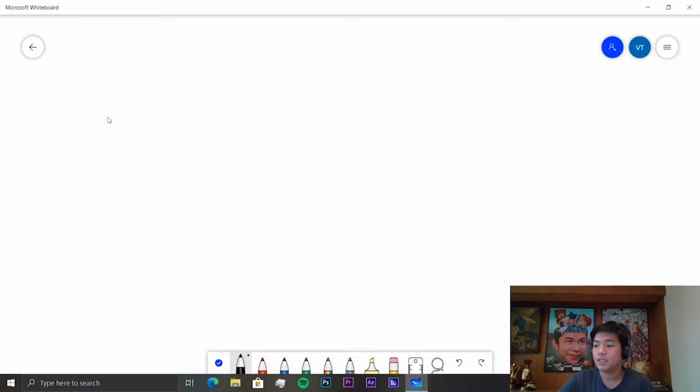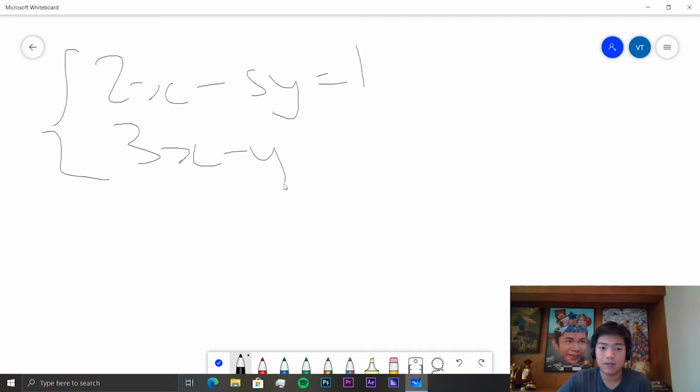And the next question is asking us for this system, 2x minus sy is equal to 1, and 3x minus y is equal to 2. We need to find the values of the parameter s for which the system has a unique solution, and find the solution in terms of s.